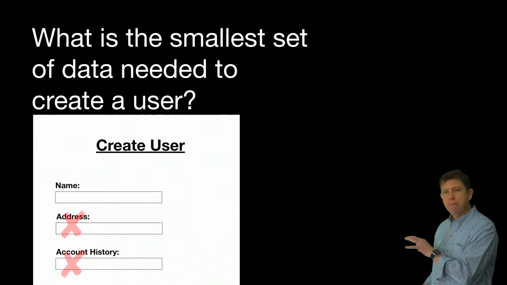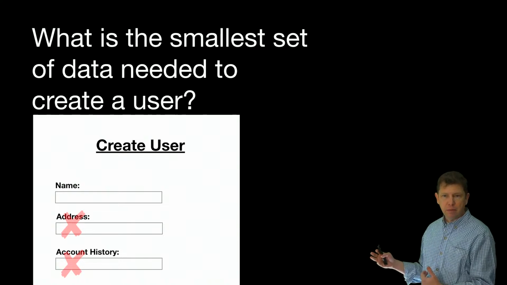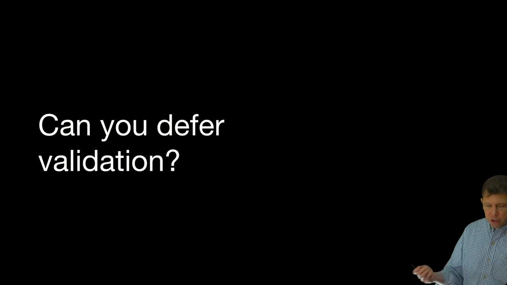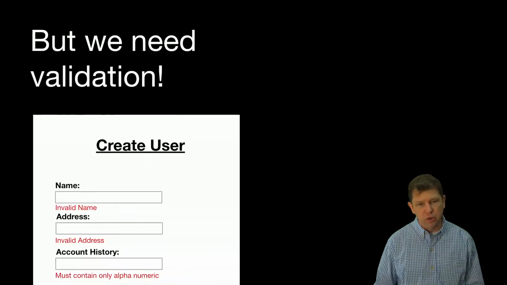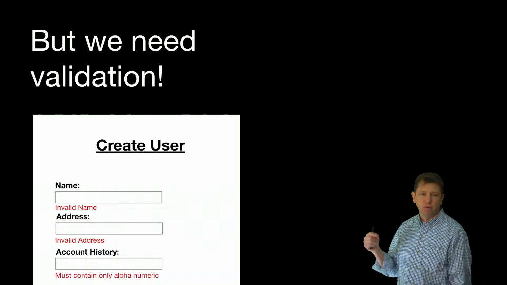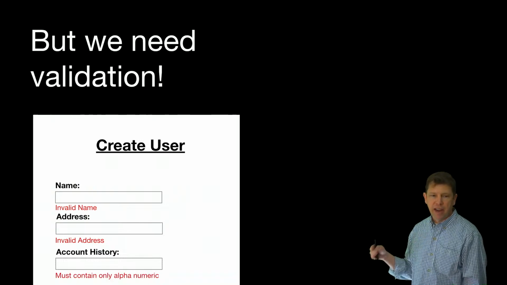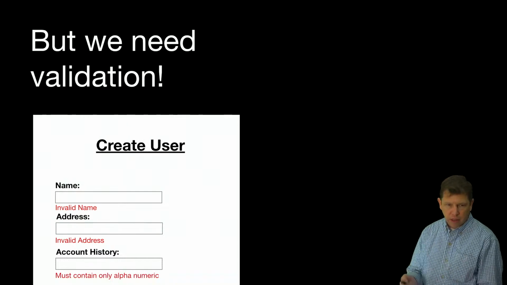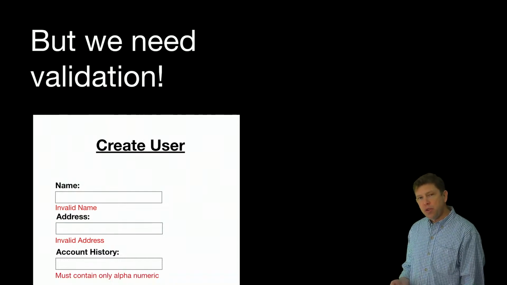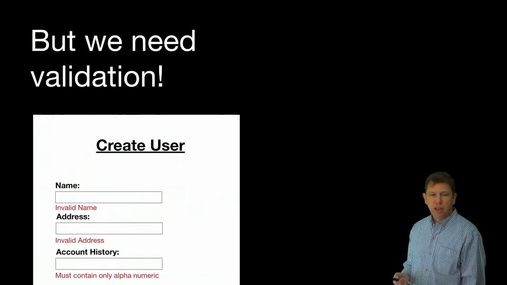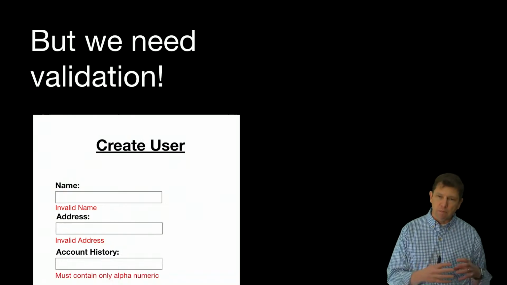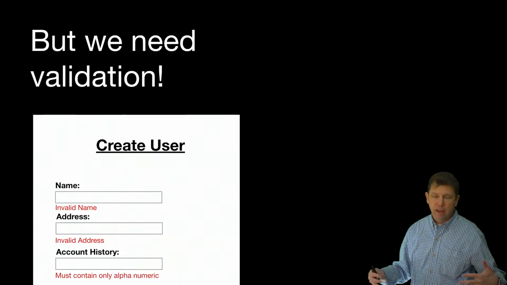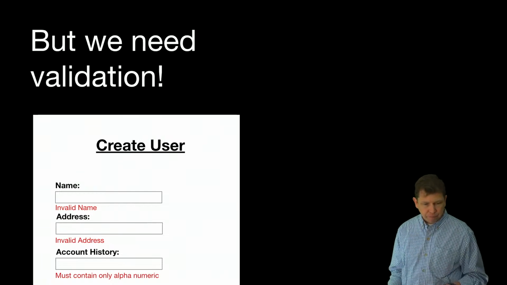Now, we may not be able to deploy this live without all these things being here, but that feedback is very, very valuable. So another common pattern, can you defer validation? In this case, maybe there's requirements around what's an invalid name, an invalid address, and must contain only alphanumeric under the account history because it links to it or something like that. This isn't to say we don't need validation, but we may be able to get feedback and get more of the system working and more of the flow working, so we start getting more feedback on the overall system if we defer this stuff till later.